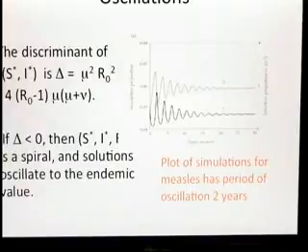So the endemic equilibrium point will be a spiral if the discriminant of the Jacobian matrix is negative. And you just write down the discriminant. It's just simple algebra. It's this. And if this quantity that I call delta is negative, then the endemic equilibrium point is a spiral, which says that the solutions oscillate to the endemic value.